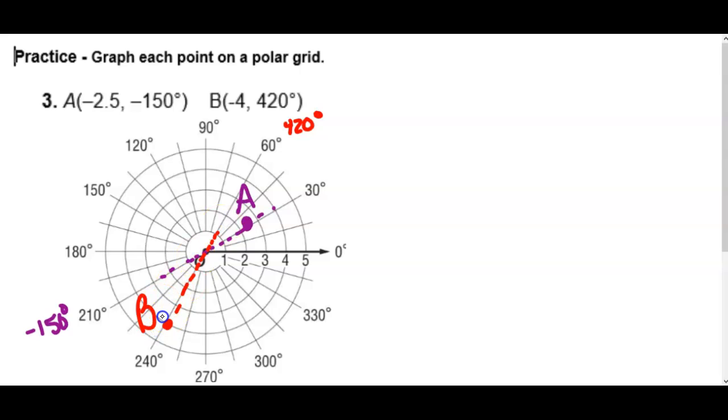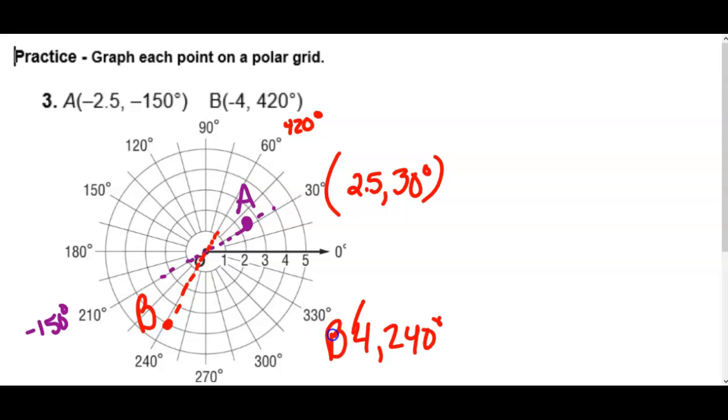Now, we're going to practice finding more names for these. This one very obviously could have been 30 and 2.5. This one could have been positive 240 and 4. Okay, they're trickier in radians.